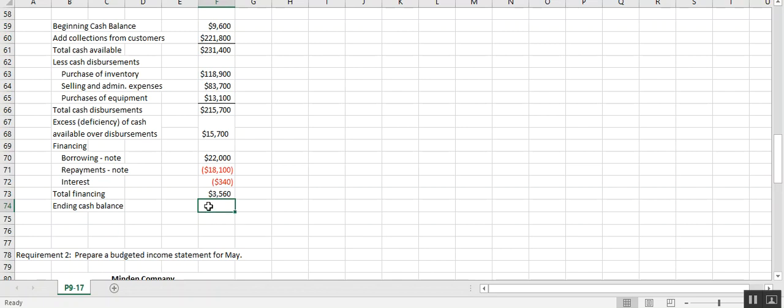So our ending cash balance, because we started with beginning cash, added our collections, took out our disbursements, and then we have some financing that netted out to a positive, so we're going to add that in. So in this one, we're going to take our excess cash, which was the last subtotal that we did, and we're going to add to that the financing that we added to our cash. So our ending cash balance for May is $19,260.